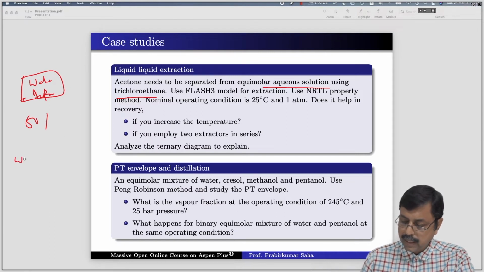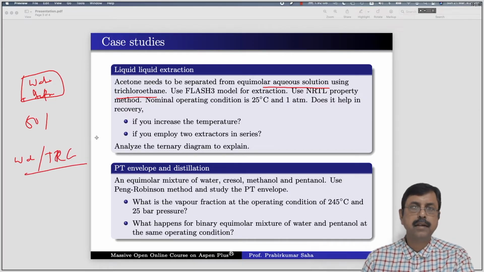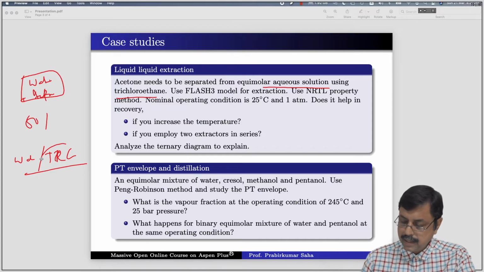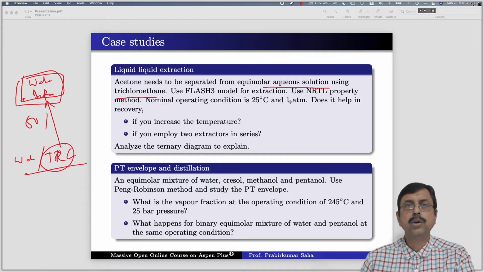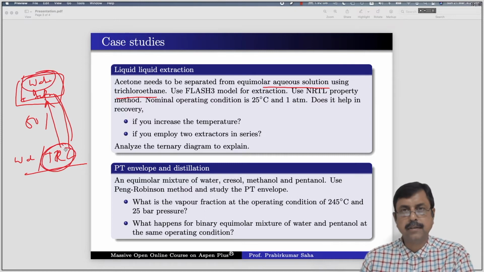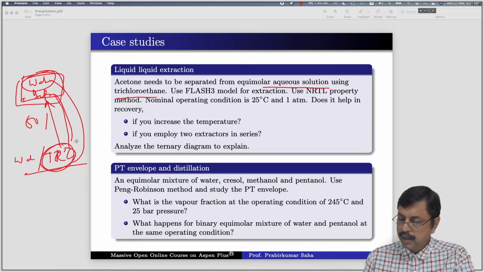So as we know, water and trichloroethane, they are not miscible at all, that we have seen in the previous practice problem. So we expect that TRC, when we mix with this water acetone mixture, then TRC will take out the acetone from here. So it will extract the acetone from that mixture, because acetone mixes with water, acetone mixes with TRC. But water and TRC, they do not mix with each other. So this can be used for extraction.